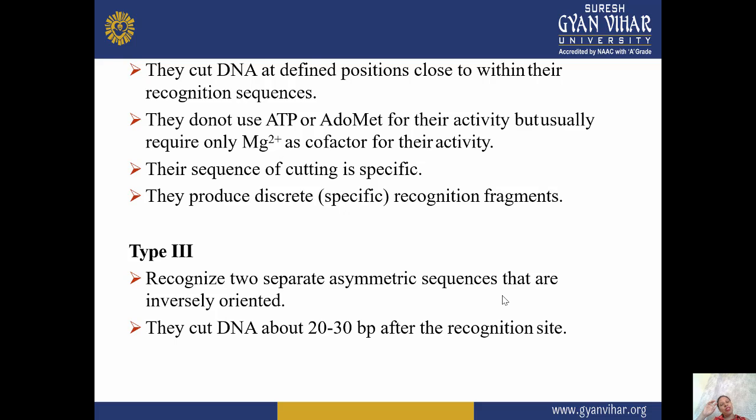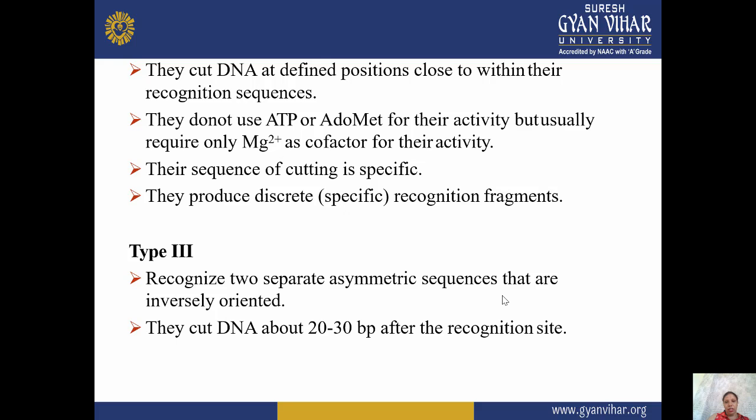Okay, their sequence of cutting is specific. We discussed that in type 1 the sequence of cutting is non-specific; similarly here the sequence of cutting is specific. They produce discrete recognition fragments. Because it is a specific type of mechanism, they produce specific fragments after the cutting. The pieces or fragments are very specific. I have already told you that we'll discuss what specific and non-specific mean. This is very simple and we'll discuss it in detail further.